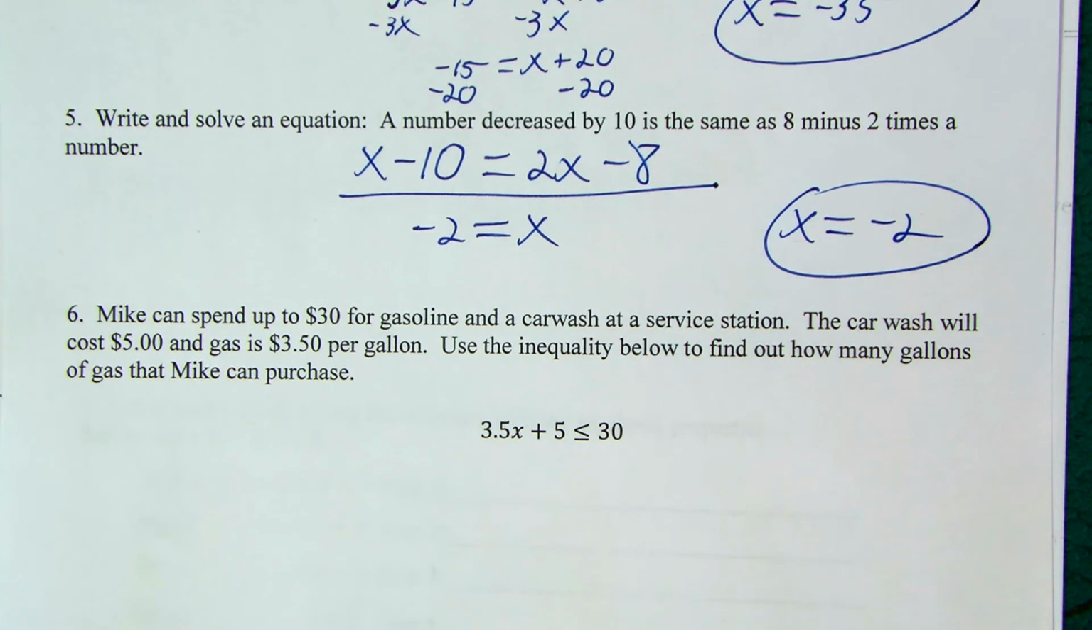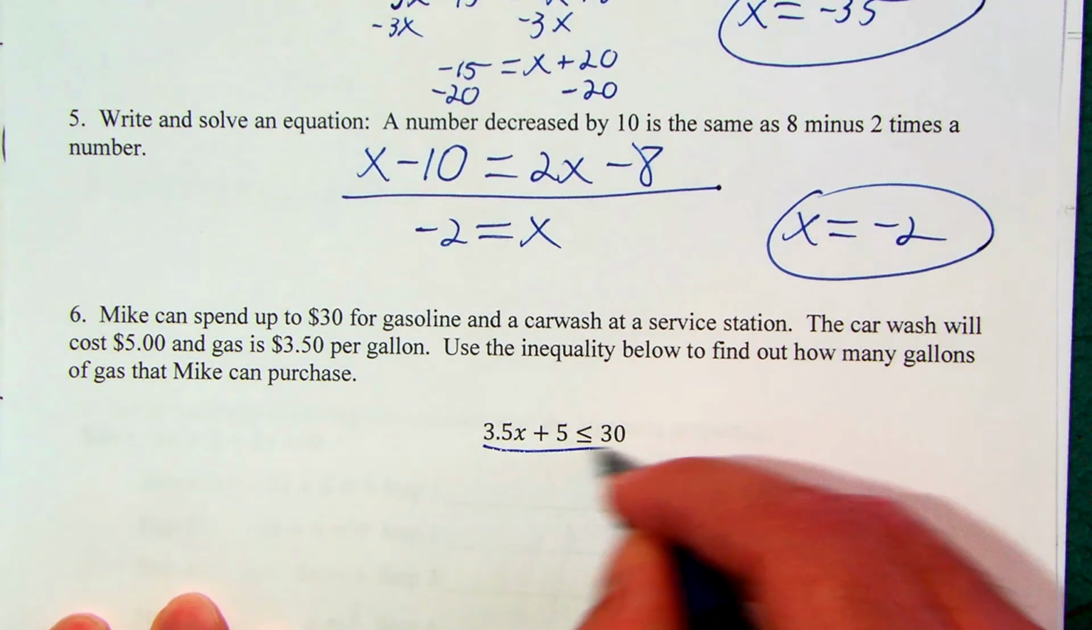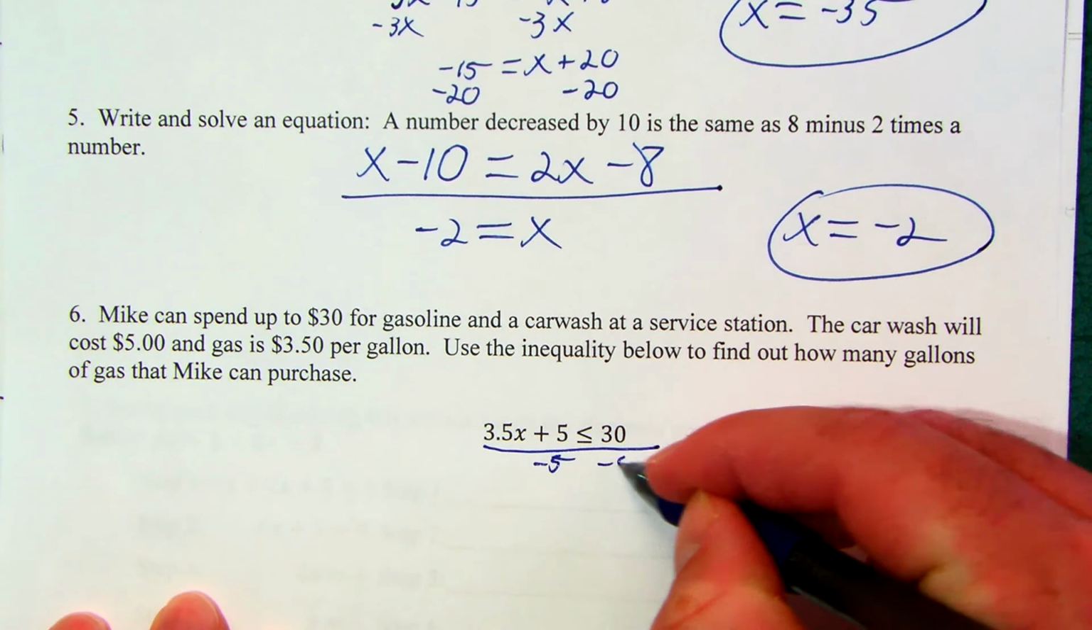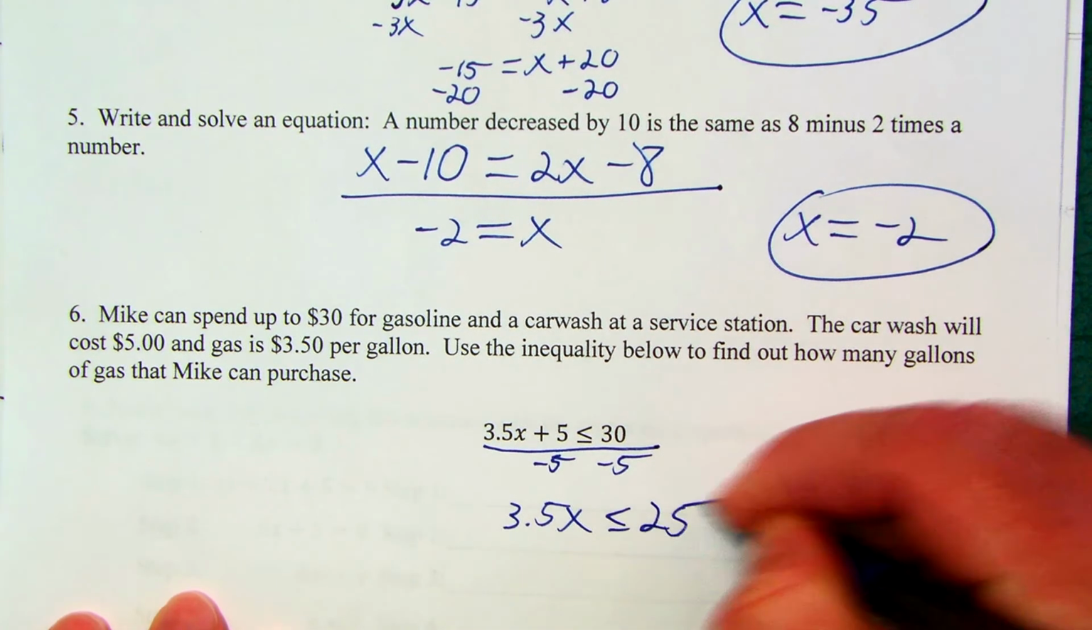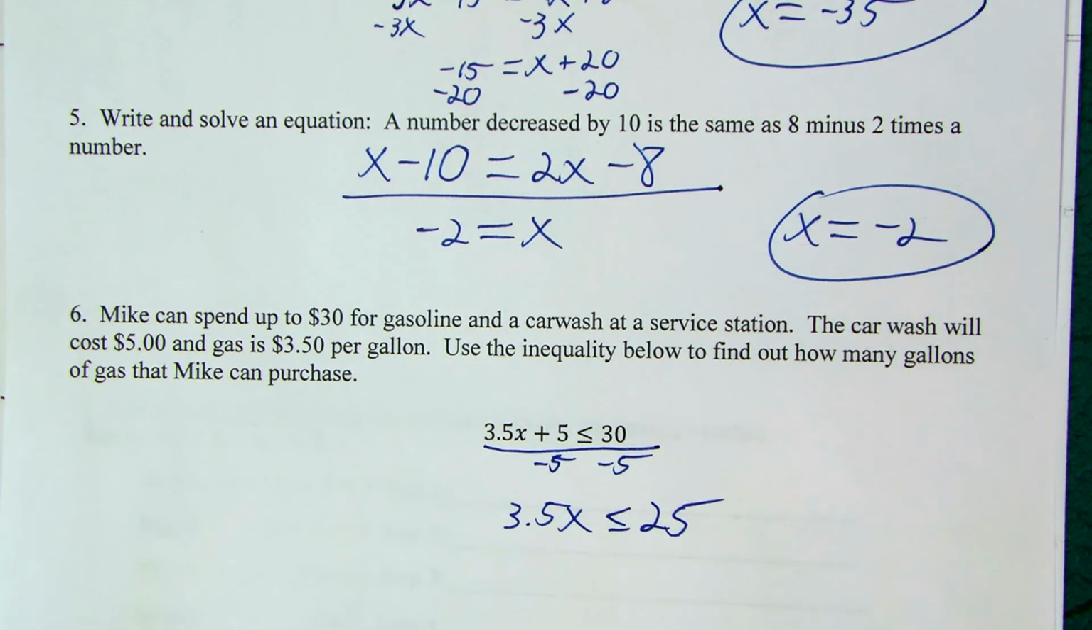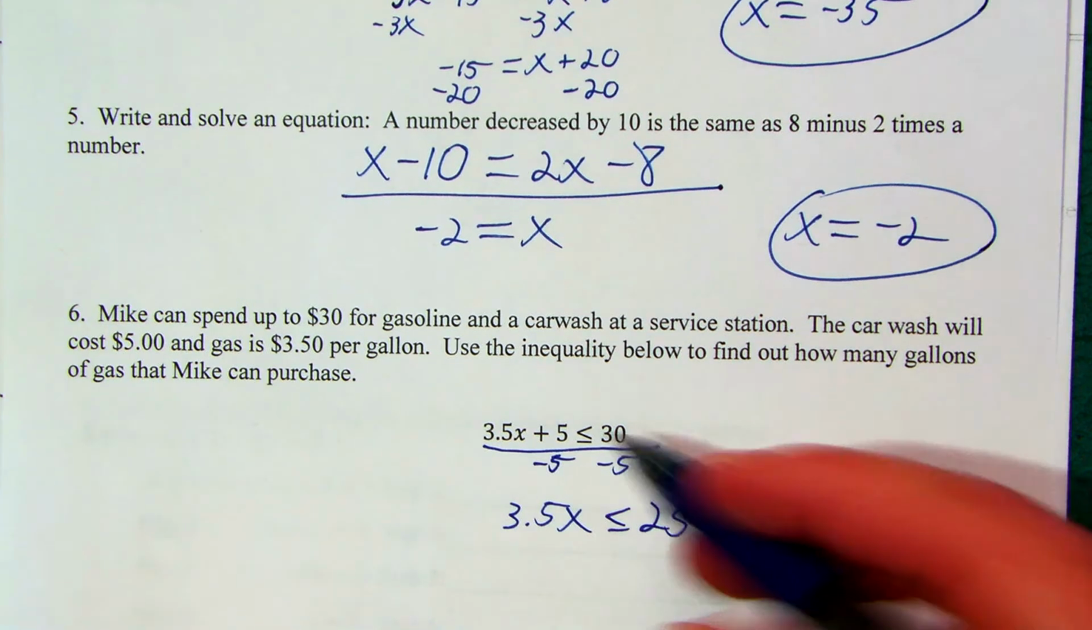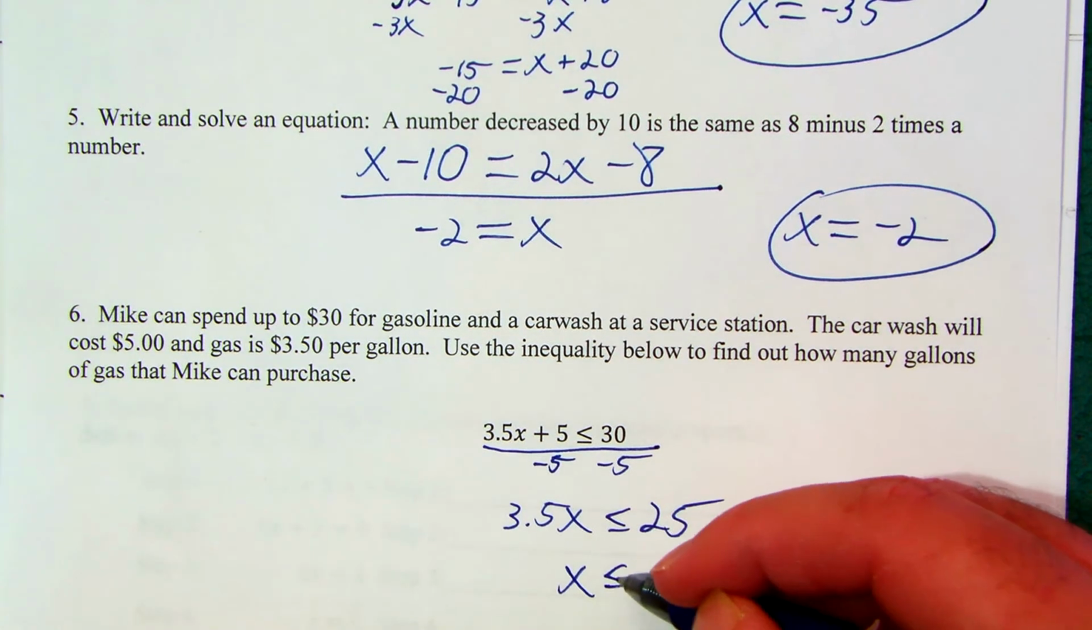So it says Mike can spend up to $30 for gasoline and a car wash at a service station. The car wash will cost $5 and the gas is $3.50 per gallon. Use the inequality below to find out how many gallons of gas Mike can purchase. I'm going to subtract 5 from both sides. So it comes out to be x is less than or equal to, we're just going to round this, 7.14.